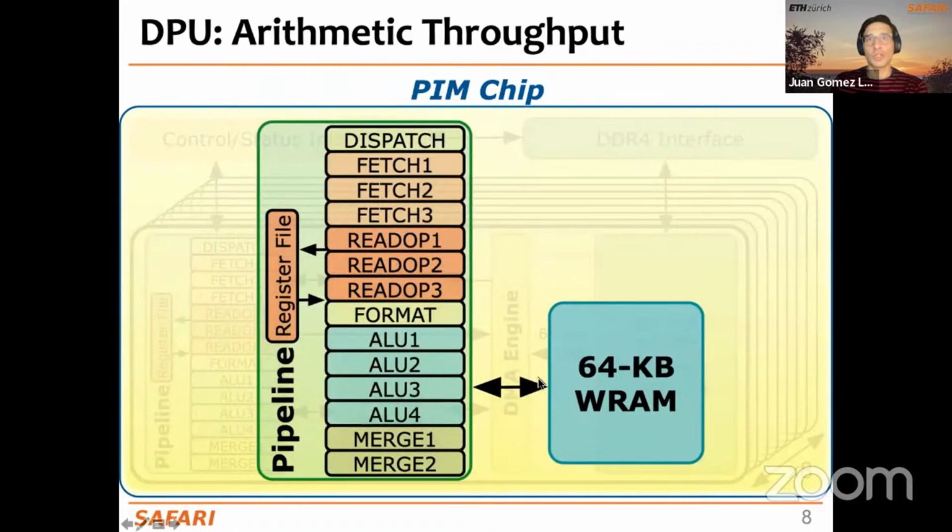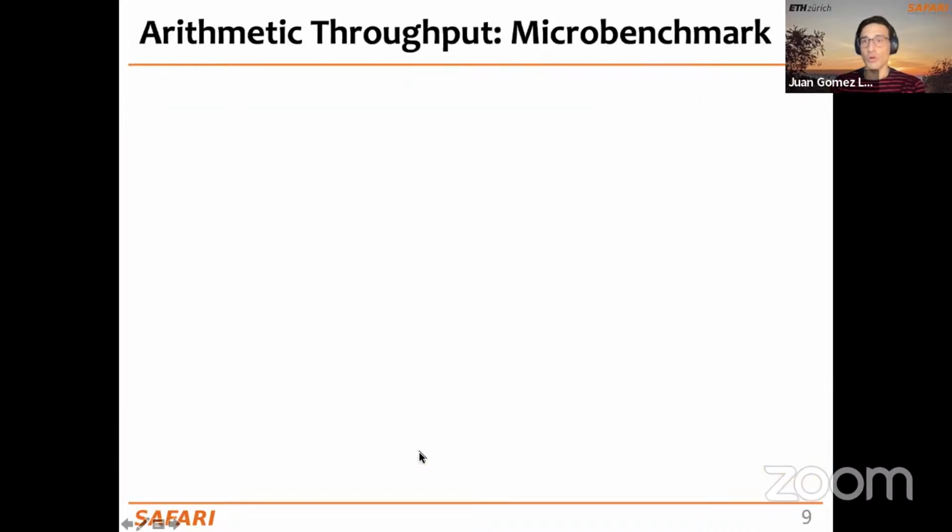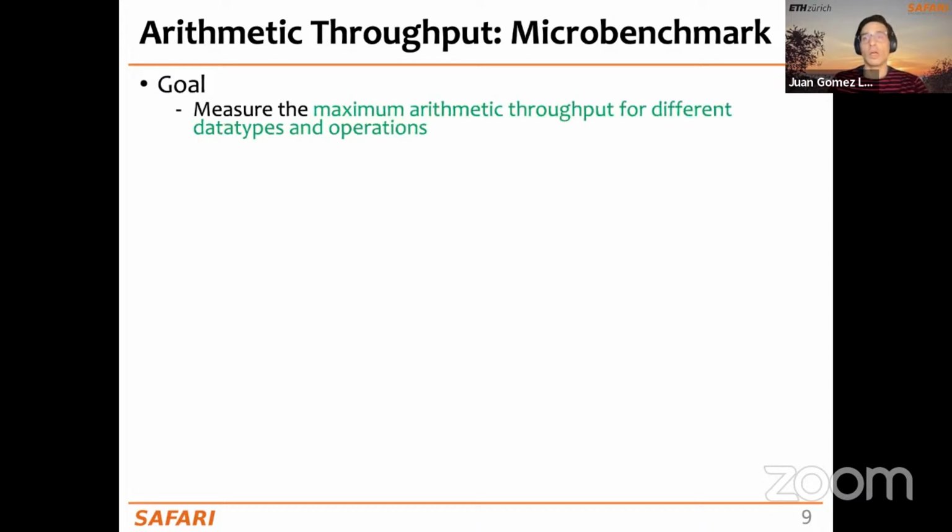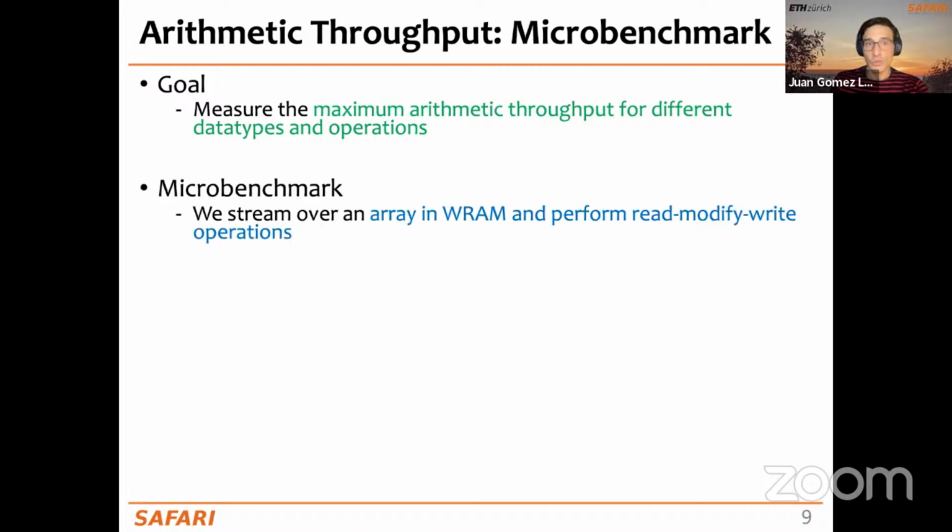In the figure, you also see the WRAM, because the WRAM is the place where we store the input and output operands. So every time that we perform an operation, we will read data from WRAM, and we will write results to WRAM. Let's take a look at the microbenchmark that we prepared to measure the arithmetic throughput. The goal, as we already said, is to measure the maximum arithmetic throughput for different data types and operations. And to do so, we create this microbenchmark, which you're going to see in the next slide.